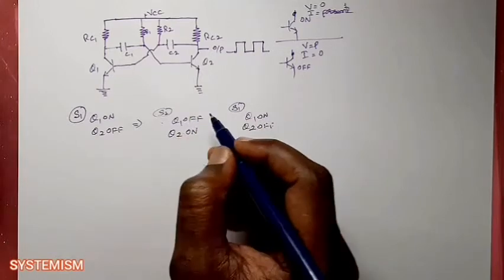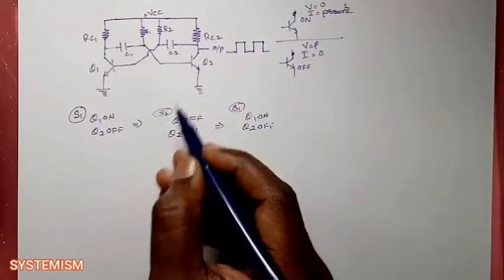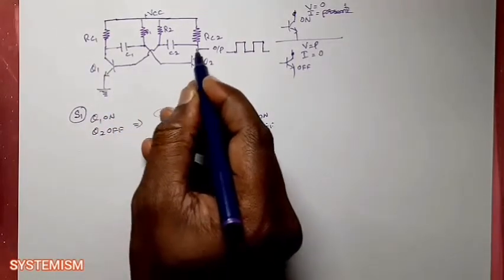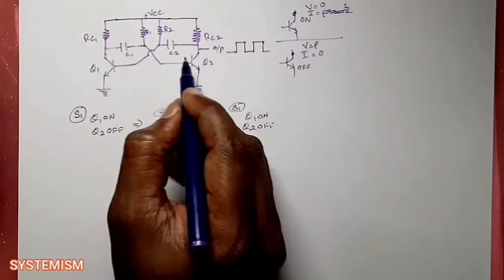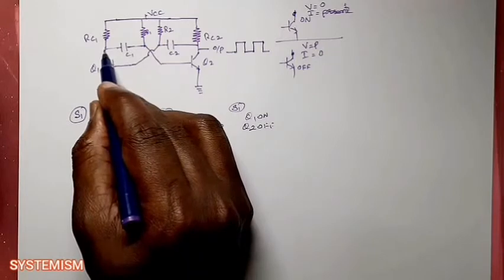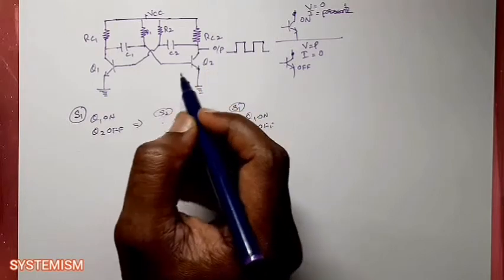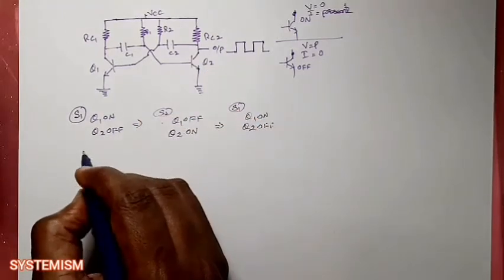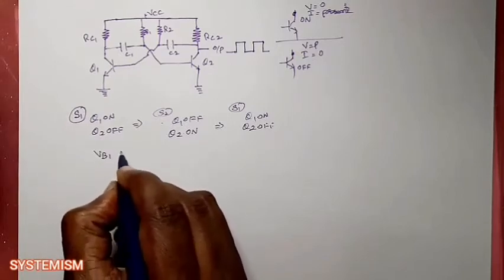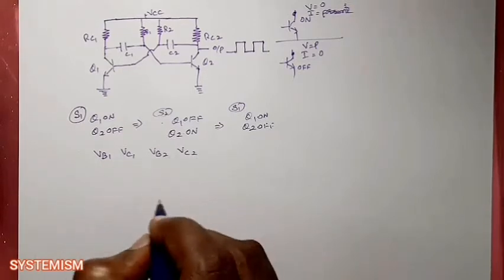Okay. So you have to explain about this working of the astable multivibrator. Then you have to draw the waveforms of base and collector of each and every transistor. You have to draw the waveform of the base of Q1 and the waveform of the collector of Q1, then the base of Q2 and the collector of Q2. Okay. So you have to give these three things. What is the waveform for VB1 and VC1, then VB2 and VC2. So all these waveforms you have to give.